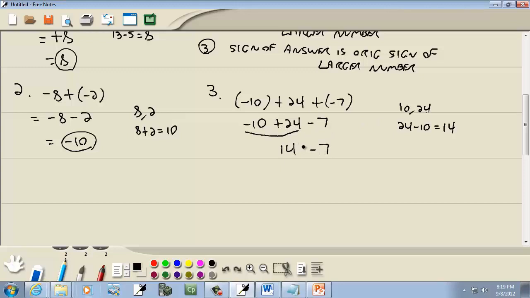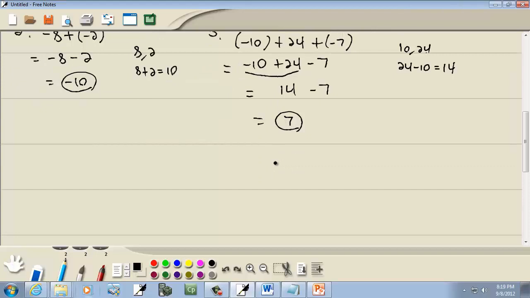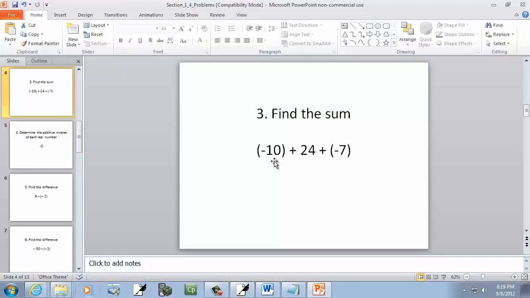Now this is case 2. Signs are different, but if you already know how to do something, don't reinvent the wheel. You know how to do 14 minus 7. It gives you 7. That's our answer. Now those cases will work up above, but you don't need to do it for some of these.